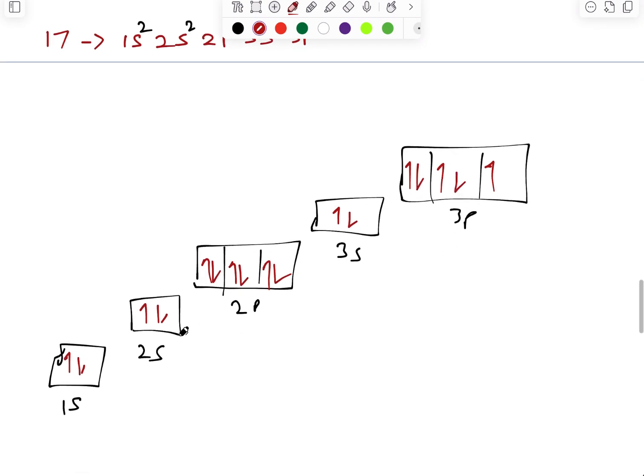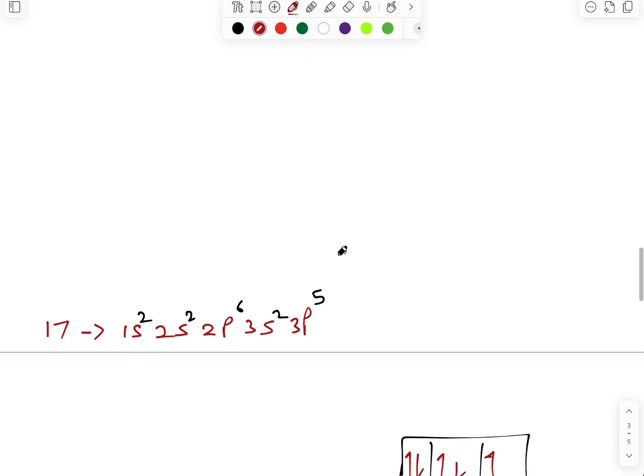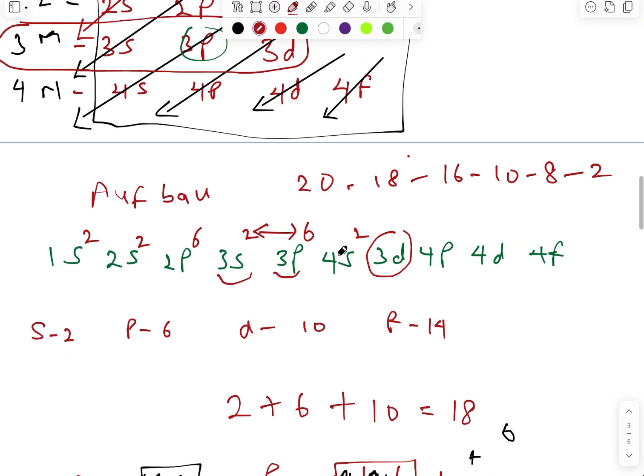And with this now, we have been able to arrange electrons in the orbitals of the subshell and the subshell of the shell in chlorine atom. So this is what it looks like. And that's basically the summary of atomic structure and the electronic configuration. And this is for day 3.